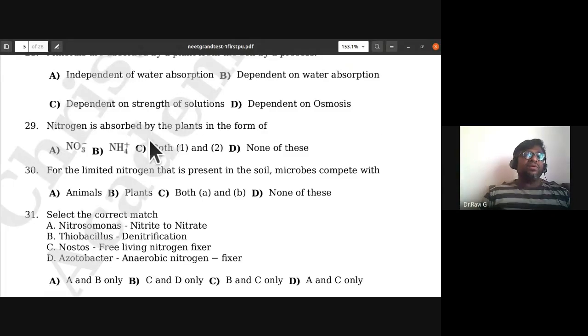Okay. Nitrogen is absorbed by the plants in the form of nitrate and ammonium ions. So both 1 and 2 is the right answer. C is the right answer for 29th.